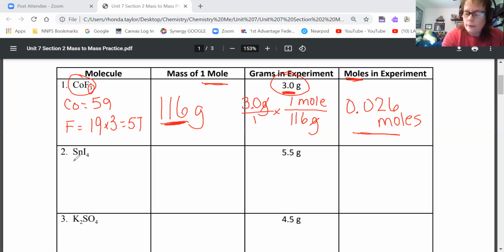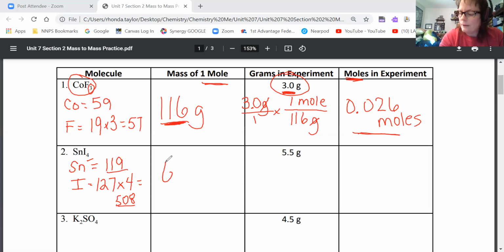All right, for this one, let's take a look at our periodic table. This element has an atomic mass of 119, and then our iodine is 127, and you have 4 of those. Multiply that by 4, and the iodine is going to contribute 508. So this is a pretty heavy compound. You add these together, 119 and 508, and you're going to get 627 grams per mole. So you're going to have fractions of a mole for each one of these.